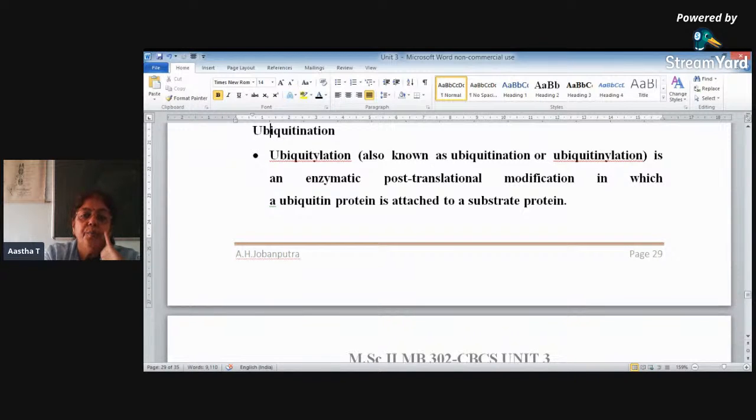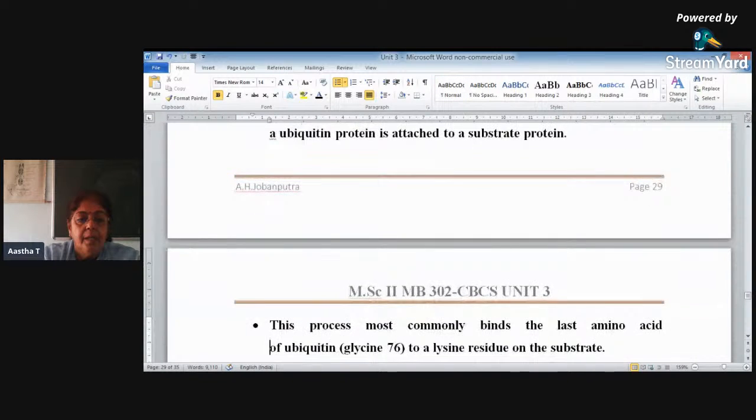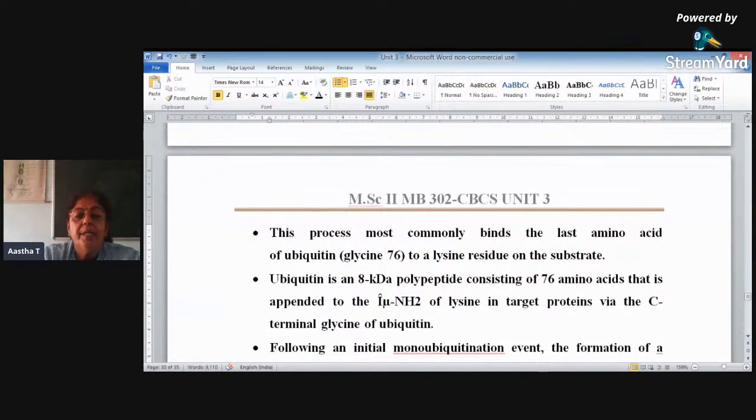Ubiquitination is again one enzymatic post-translational modification in which the ubiquitin protein is attached to the protein. Now, in this case, the last amino acid of the ubiquitin, that is glycine, binds to a lysine residue on the substrate.